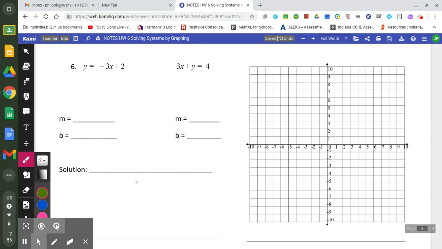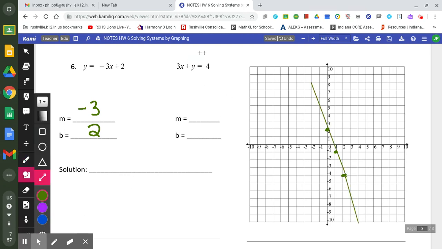So on number 6, sometimes you'll have an equation that's already solved for y. So all you have to do is pick out the slope, -3, and the y-intercept of 2. So I'll start at the 2, and I'll go down 3 to the right 1, down 3 to the right 1, and draw my line.